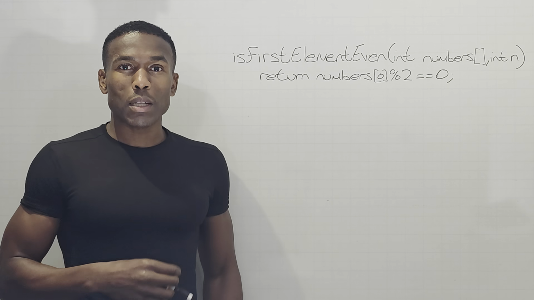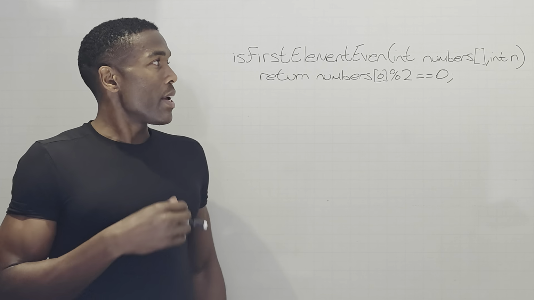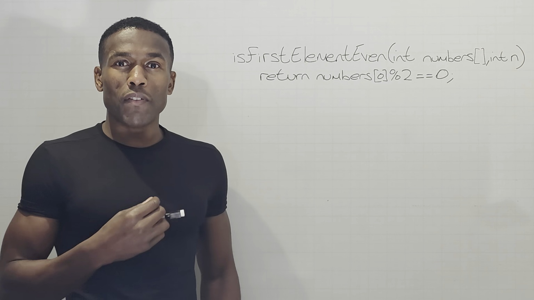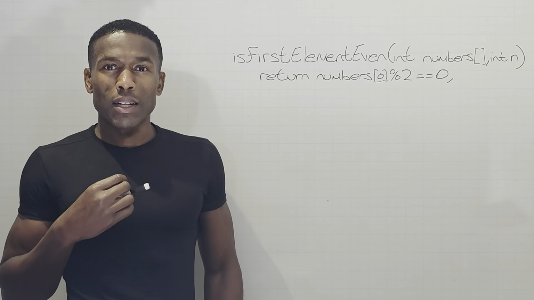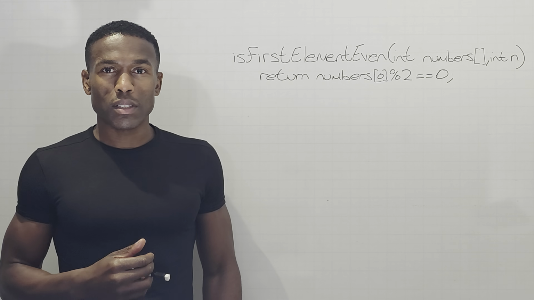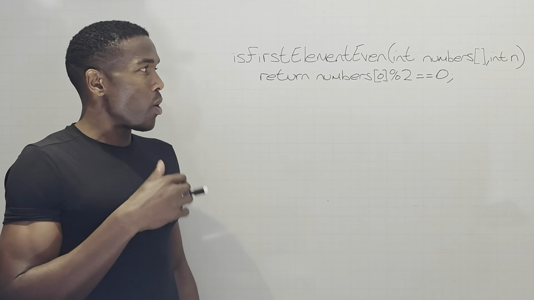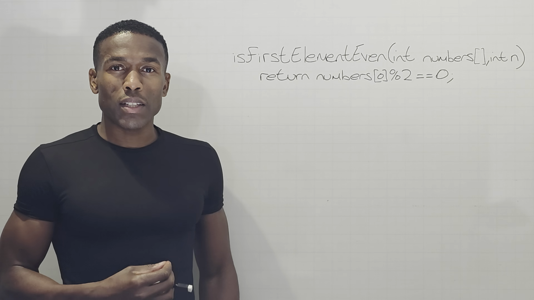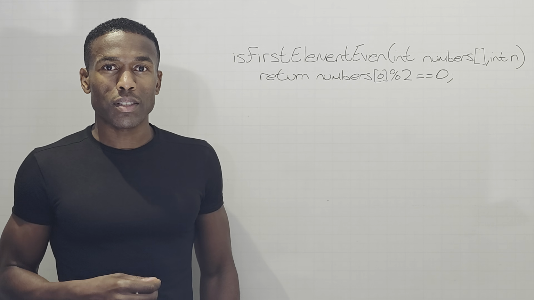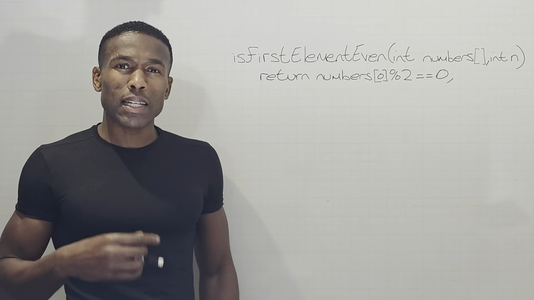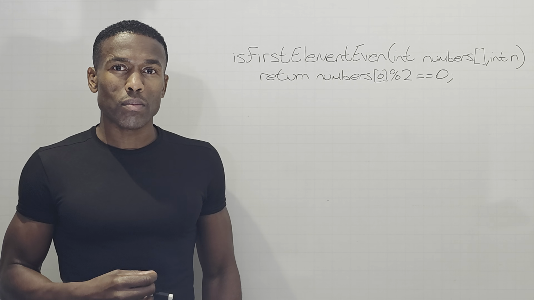Okay, a nice simple one to start with. Here we have a function named isFirstElementEven, which takes an array of numbers and the length of the array as arguments. Now, all this function does is it returns whether the first element in the array is even or not. So what would be the time complexity of this algorithm?